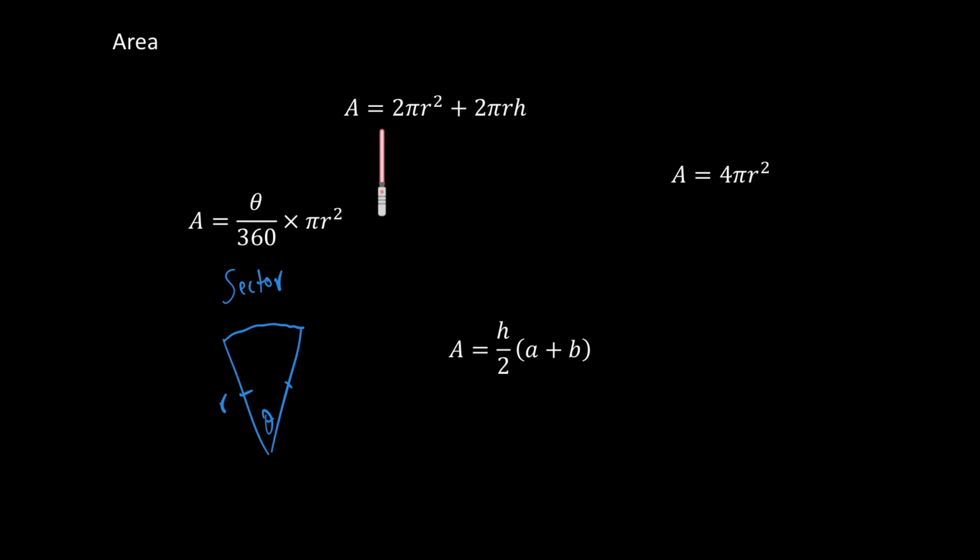Up the top here, A equals 2 pi r squared plus 2 pi r h. That's the surface area of a cylinder. The 2 pi r squared are the two circles. If I draw that, here's my cylinder. There's my two circles, the top and the bottom. And this part is the curved surface that wraps around the cylinder.